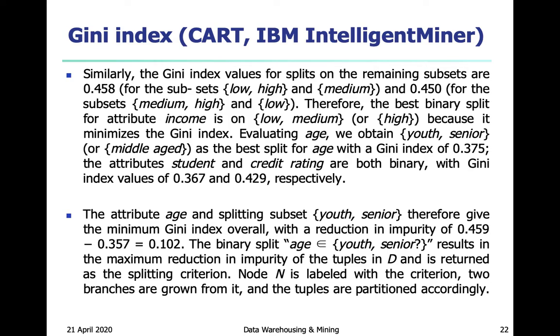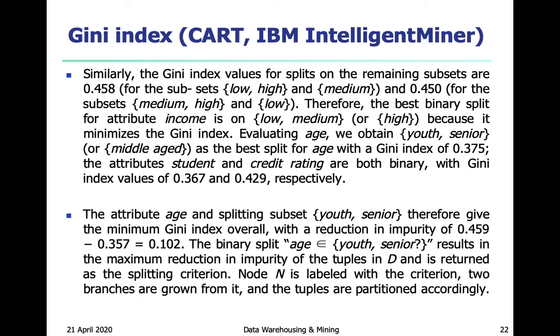So there are other attribute selection measures as well. Now, which attribute selection measure is best? You can ask. All measures have some bias.